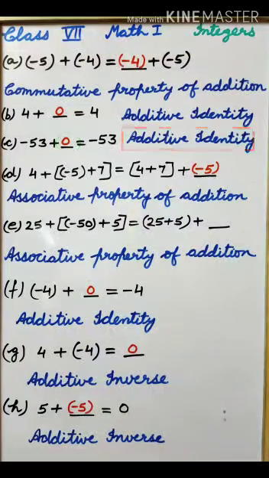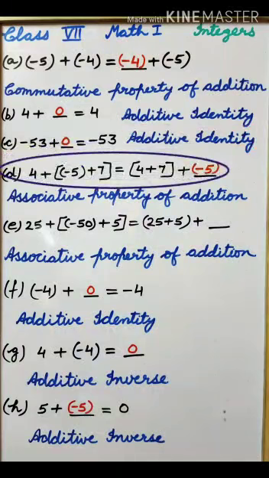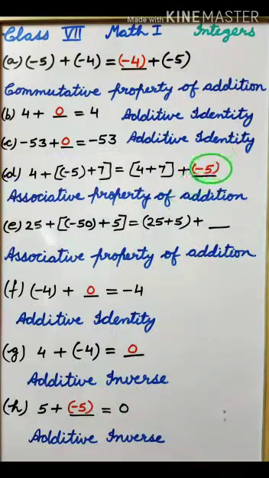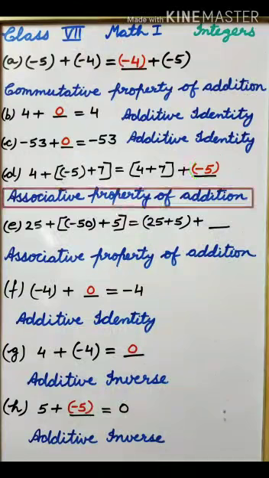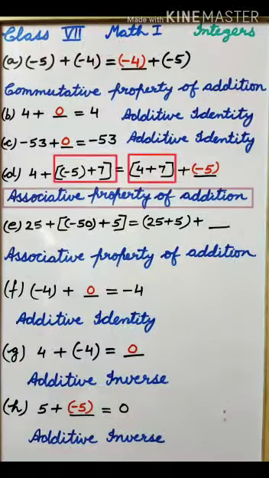Now D part is 4 plus minus 5 plus 7 is equal to 4 plus 7 plus dash. In the blank, minus 5 will come, which is missing at the right hand side, to make it equal to the left hand side, and the property will be associative property of addition, as groups are made here.